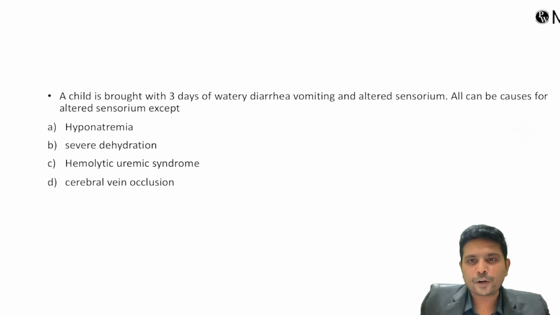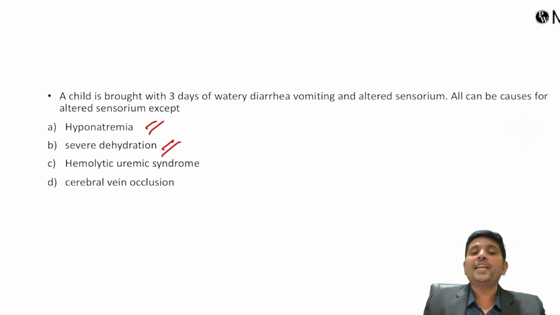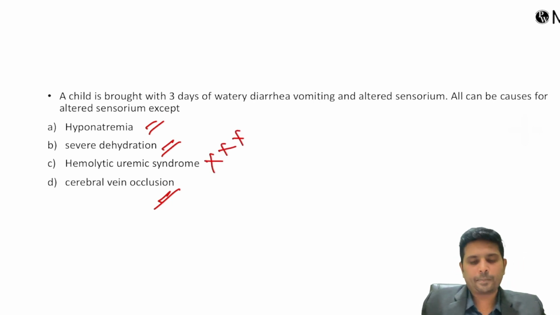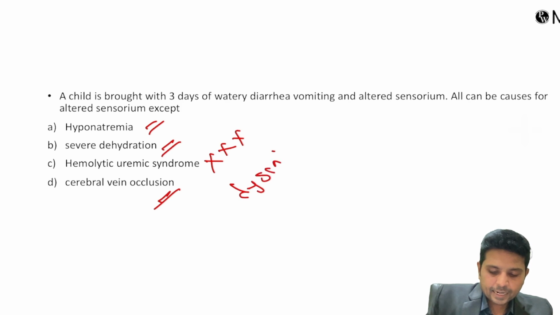Next question. A child is brought with 3 days of watery diarrhea, vomiting and altered sensorium. All can be causes for altered sensorium except... Whenever a child develops altered sensorium, it can be a manifestation of severe dehydration, or of hyponatremic dehydration, or because of dehydration there are chances for venous thrombosis in the cerebral vein. So all these are possibilities for altered sensorium in a child with diarrhea, whereas hemolytic uremic syndrome is a manifestation of dysentery and not diarrhea.